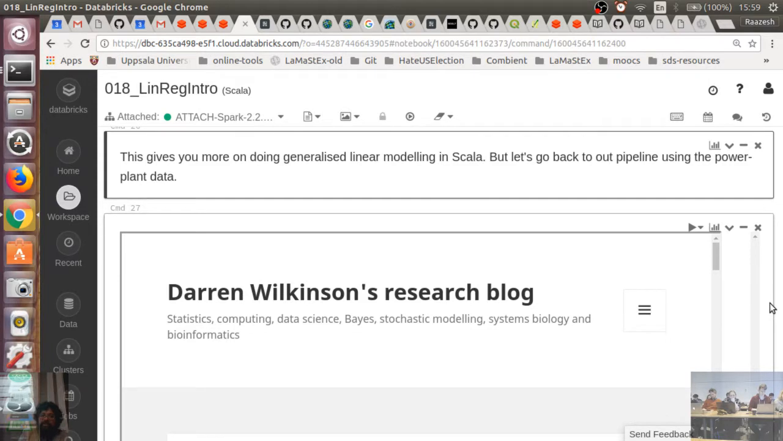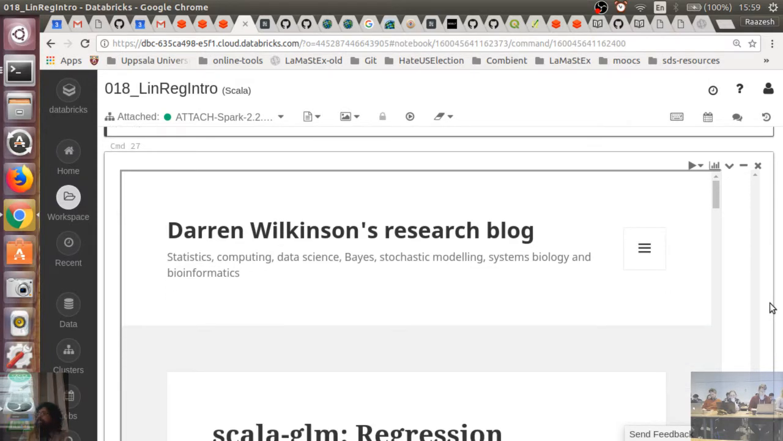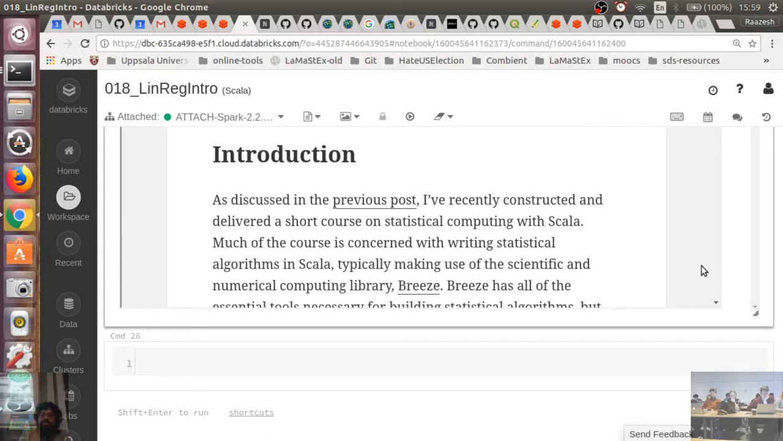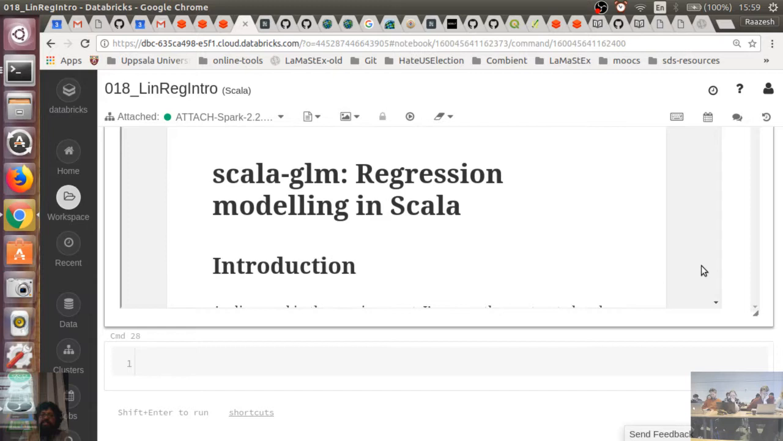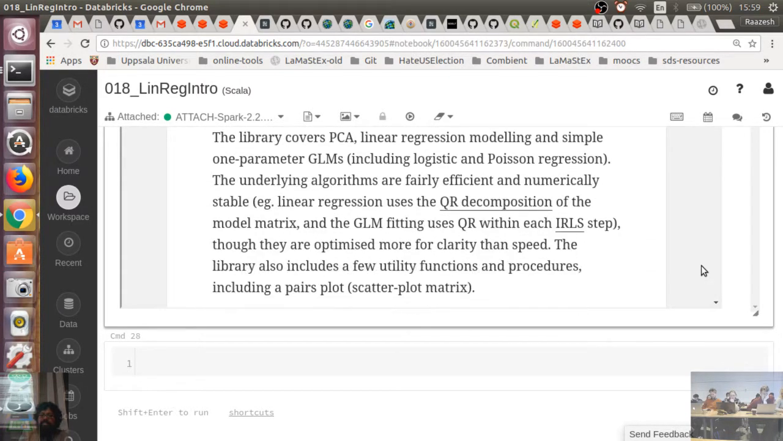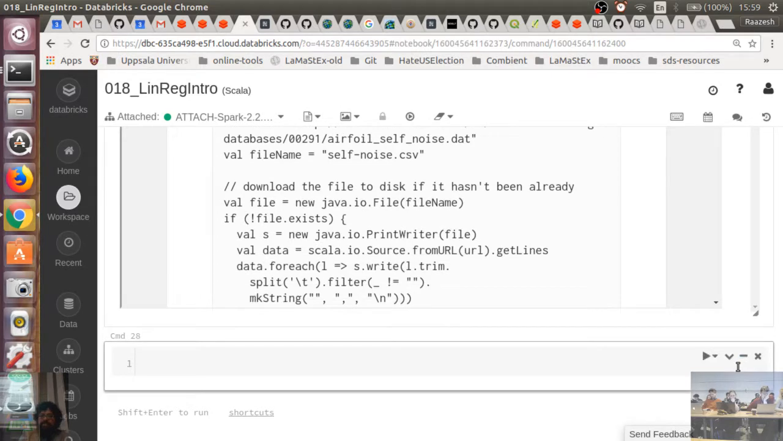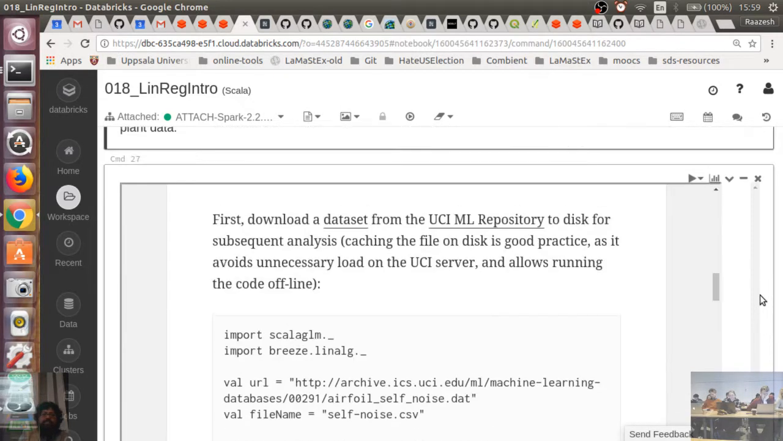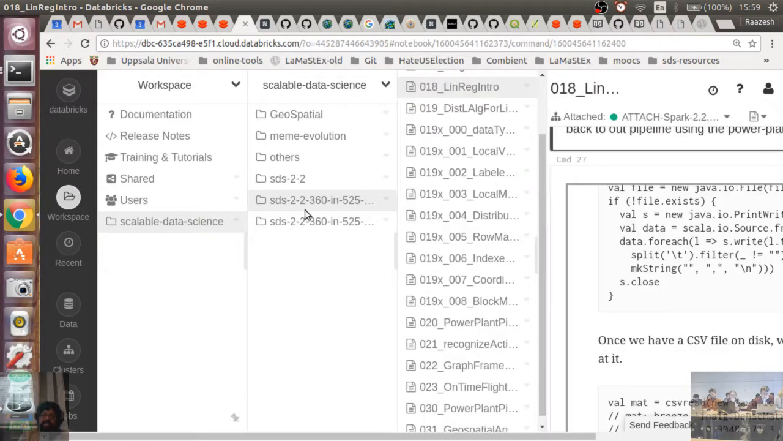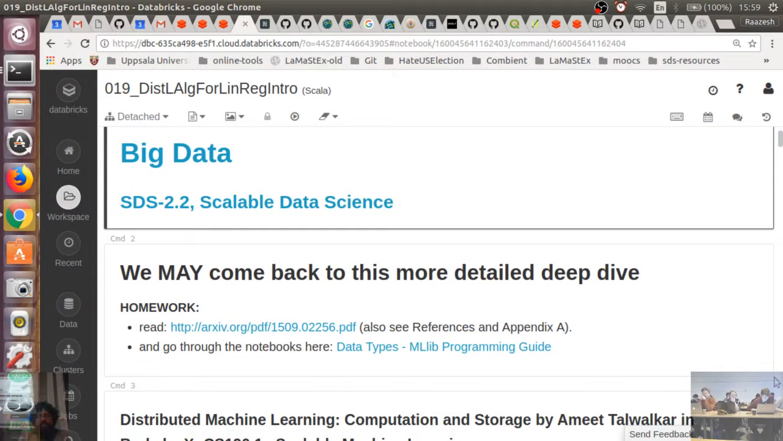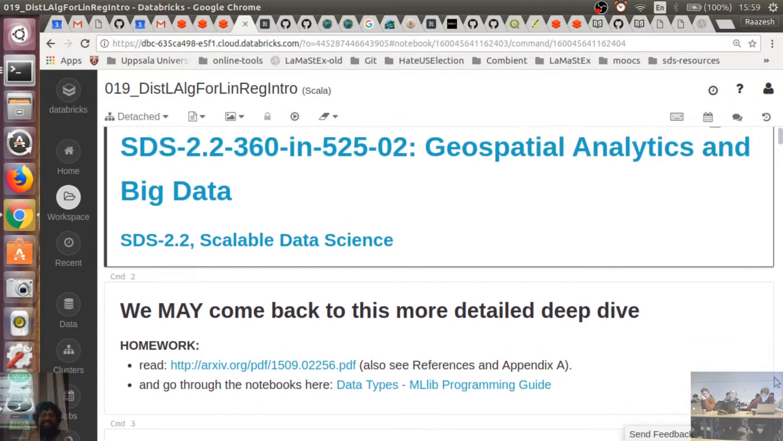Here is Darren's blog. This gives you a little more insight, and I basically pulled a lot of these code snippets from here, so please get into this. This is Scala, generalized linear models. Those of you who know GLM can really get into this, PCA and so on. Let's not get too bogged down by that. So that's kind of a crash course of linear regression simulation with basic MLlib and the RDD interface. Big data. Oh, right, that's the course.